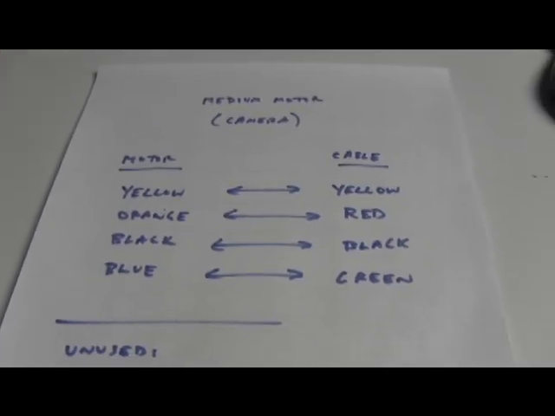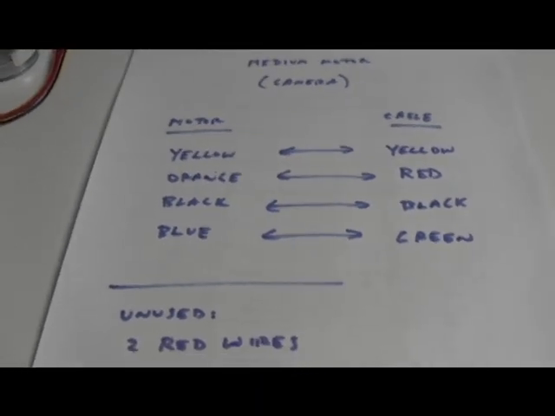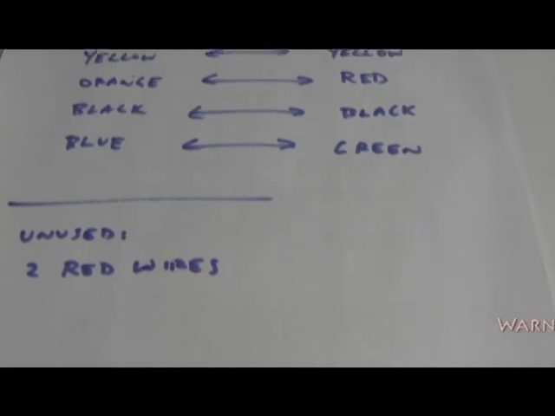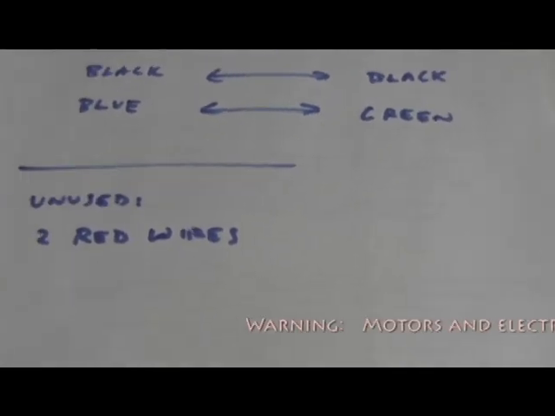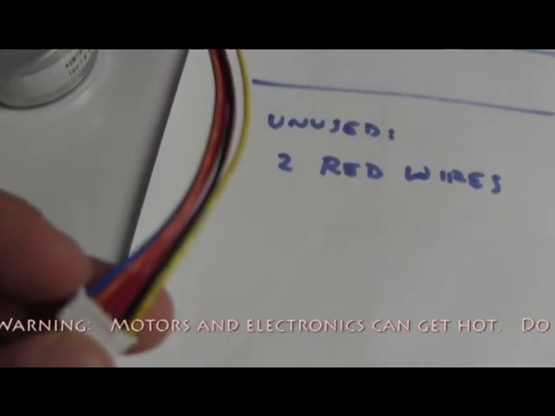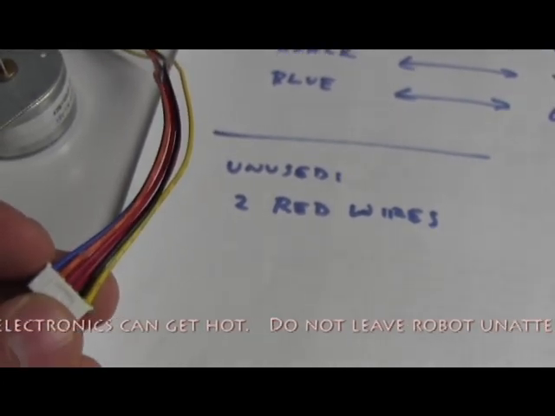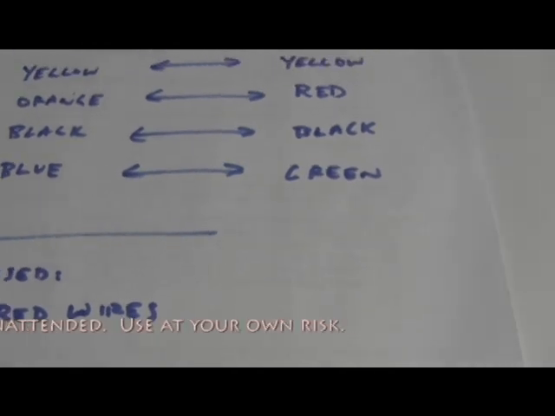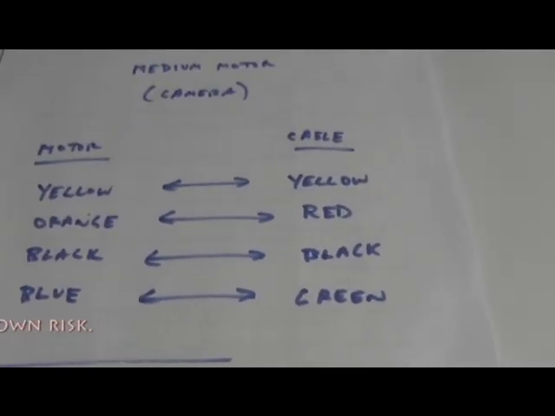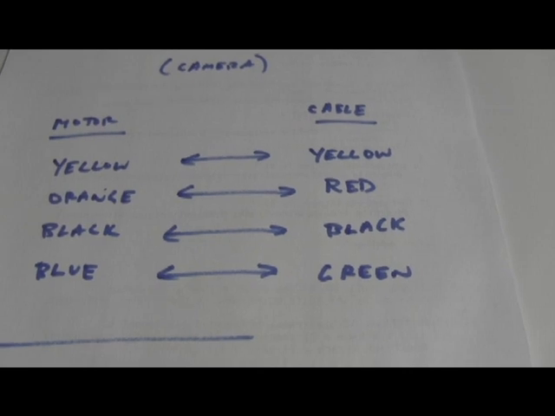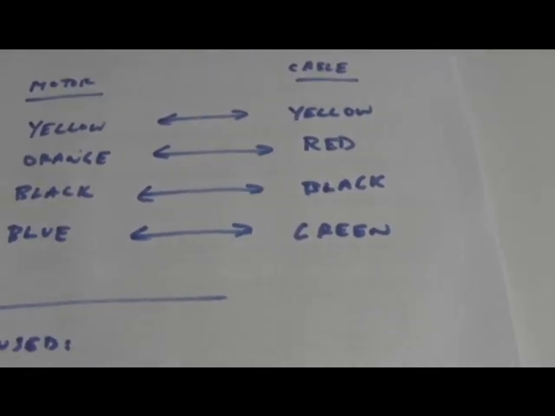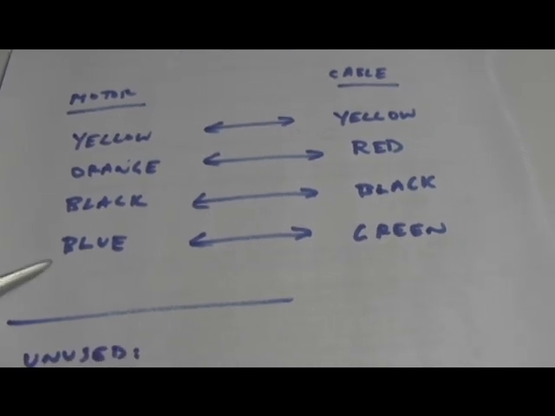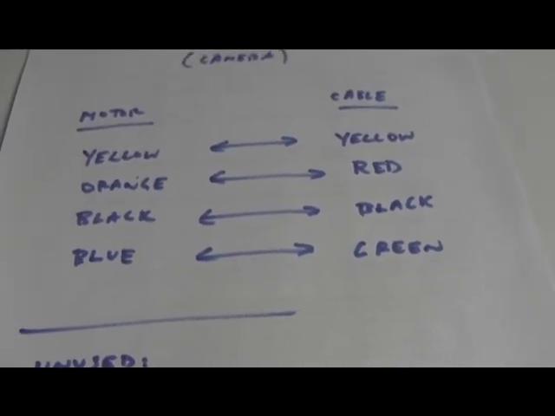If you're using the camera module, we're going to be using the medium-sized motor, and we're going to use 4 out of the 6 connectors. As you can see there. We're going to use all of them except the middle 2 red wires. The red 2 wires will remain unused. And this is a suggestion for connecting it to the cable. Yellow to yellow, orange to red, so there's a mismatch there. Black to black, and blue to green, so there's 2 mismatched colors.